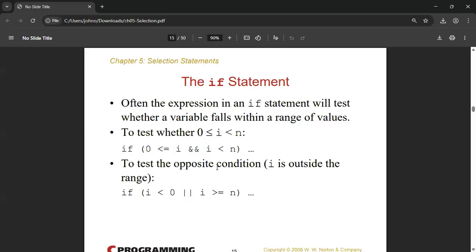To test the opposite condition, that is I is not within this range, then we say is I less than 0 or I is greater or equal to n. Observe here, we are saying less than n. We are not including n. So the opposite will include n. Greater or equal to n.